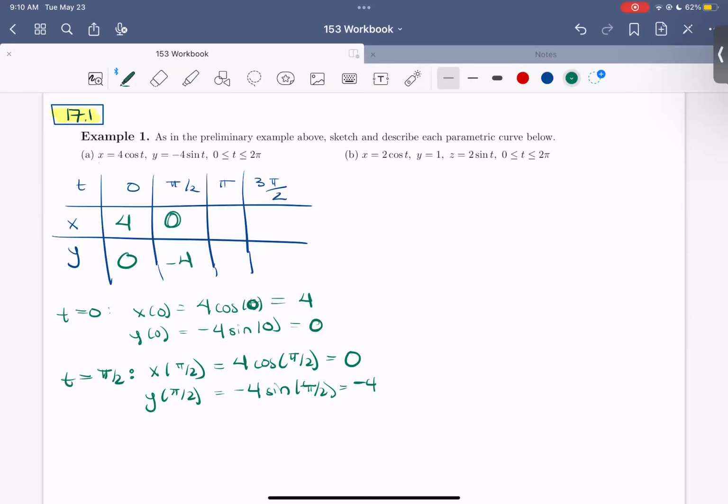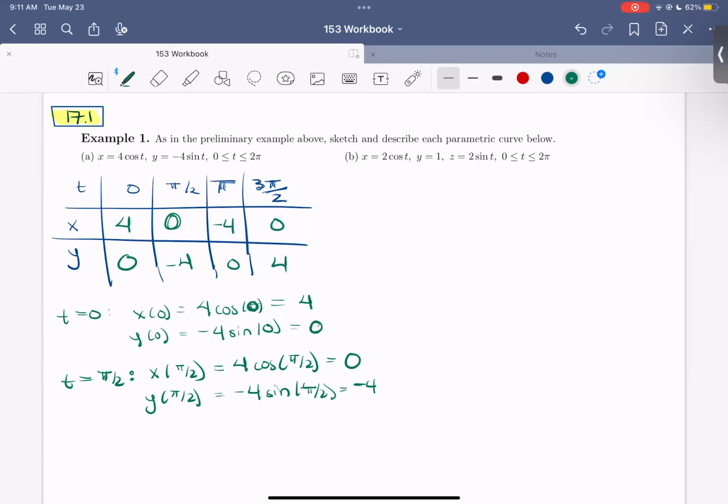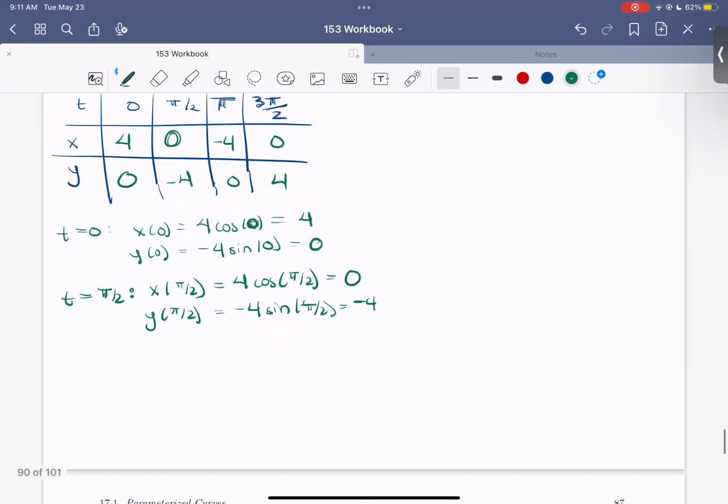All right, what I'd like you to do is pause the video and finish filling in the table for the next two values of t: when t is pi and when t is 3 pi over 2. When you're ready, I'm going to go through what those numbers look like. For pi, we should be getting negative 4 and 0. And for 3 pi over 2, we should be getting 0 and 4. Okay, awesome. Not too bad.